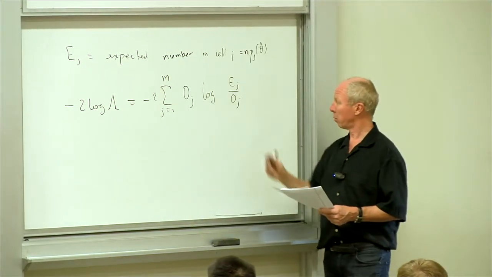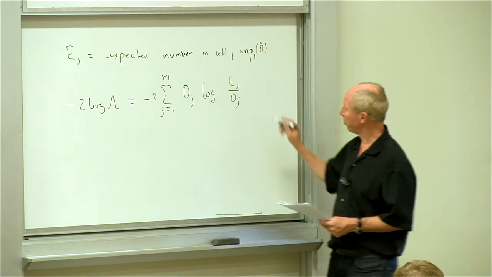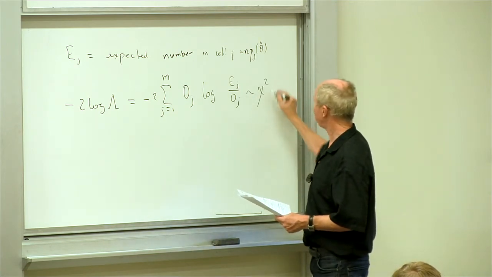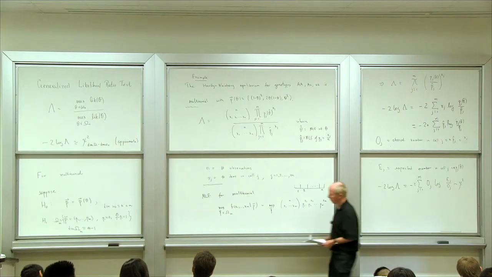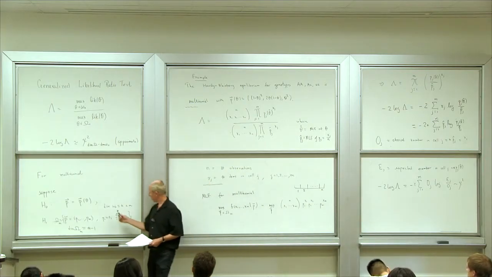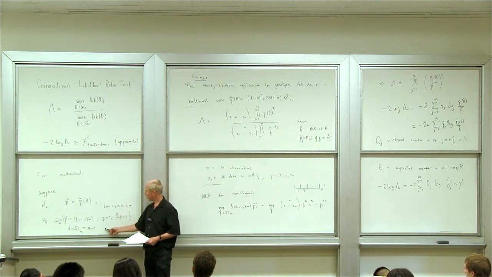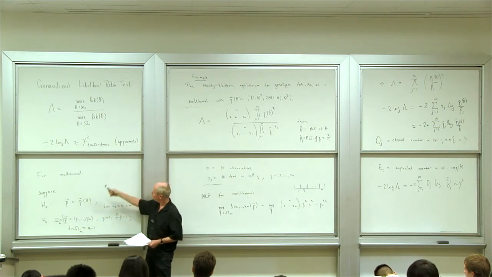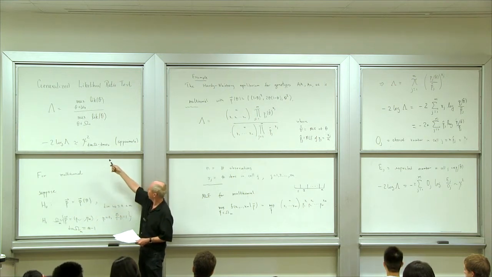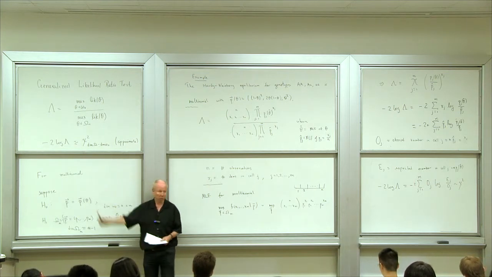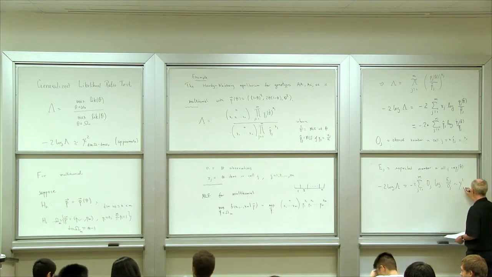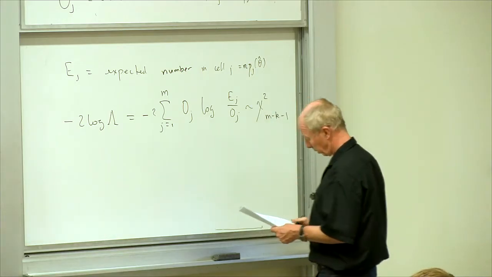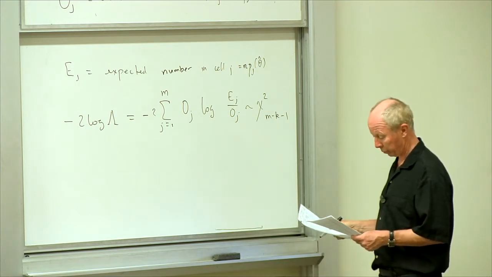Minus 2 sum of observed times log expected over observed. And this would have an approximate chi-square distribution with dimension, here's the dimension of omega, it's m minus 1, minus the dimension of omega naught, the parameter space here for the theta, which is k, so it would be m minus k minus 1.